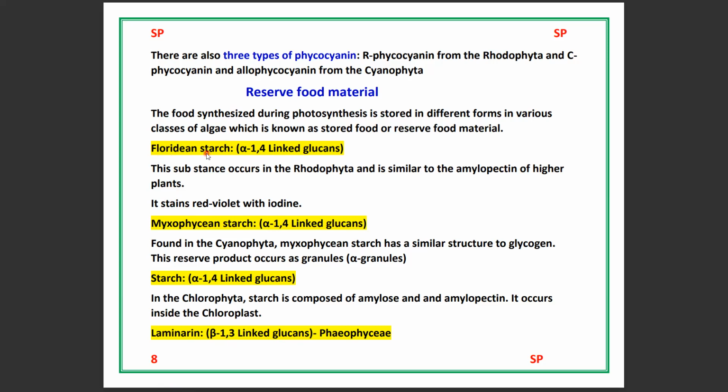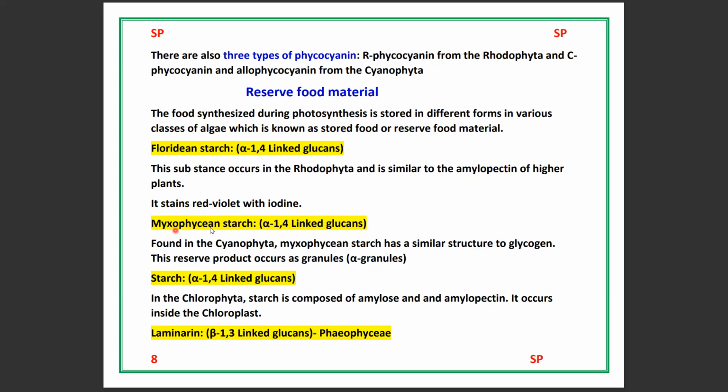So the first one is Floridean starch. In Floridean starch, we see alpha 1,4 linked glucans. This substance occurs in Rhodophyta. Floridean starch is the reserve food material in Rhodophyta. It is similar to amylopectin in higher plants. When this Floridean starch is treated with iodine, it stains red violet.